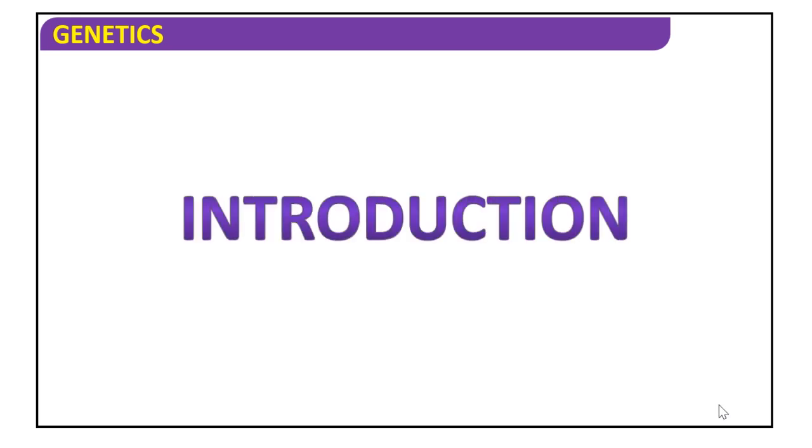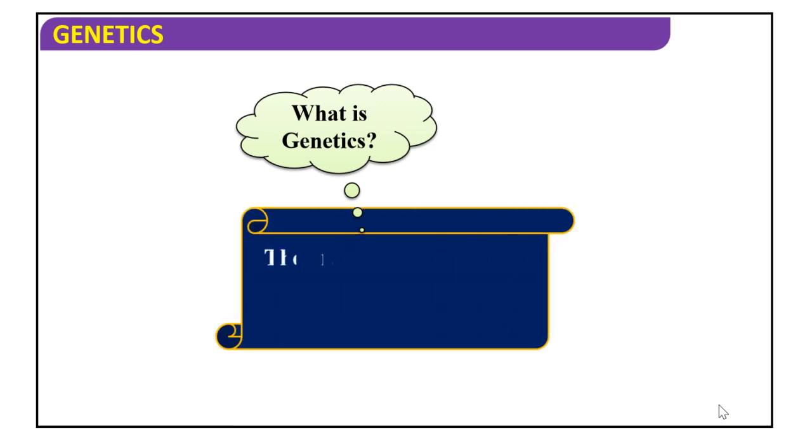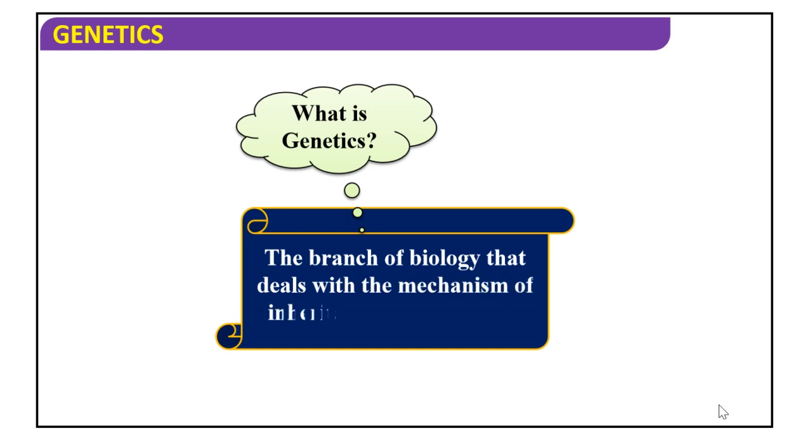Here in the genetics part, today we are going to introduce the basic concept of genetics. First, what do you mean by genetics? Genetics is the branch of biology that mainly deals with inheritance and variation. That means the characters which are transmitted from the parental generation to the offspring generation. So the branch of biology which mainly deals with that is called genetics.